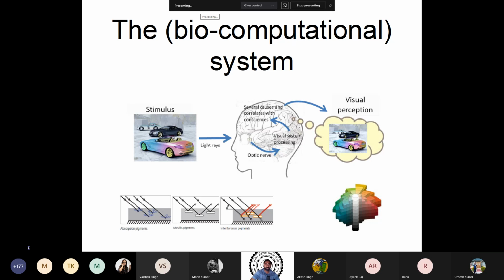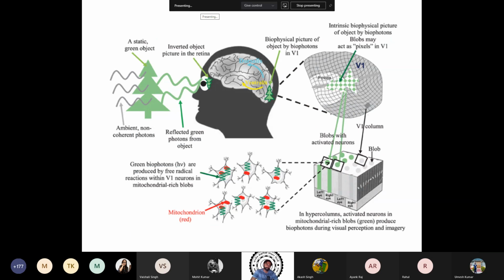No, fine. Okay, good. Now I go even deeper, and this is a diagram that breaks up the process even further. So let's say this is a static green object, which is a tree. Now what's happening? Let's look at the physics and biology part of it. First, you have light rays, which are ambient, non-coherent photons, as you might know, which are hitting the tree. From here, you have reflected green photons from the object, which are shot back, and they are entering the eye, and the inverted image of the tree gets created on the back side of the eye, which is the retinal wall.